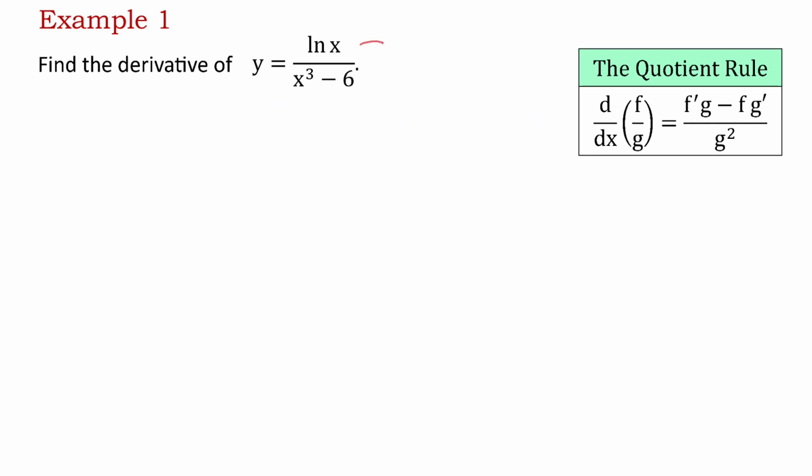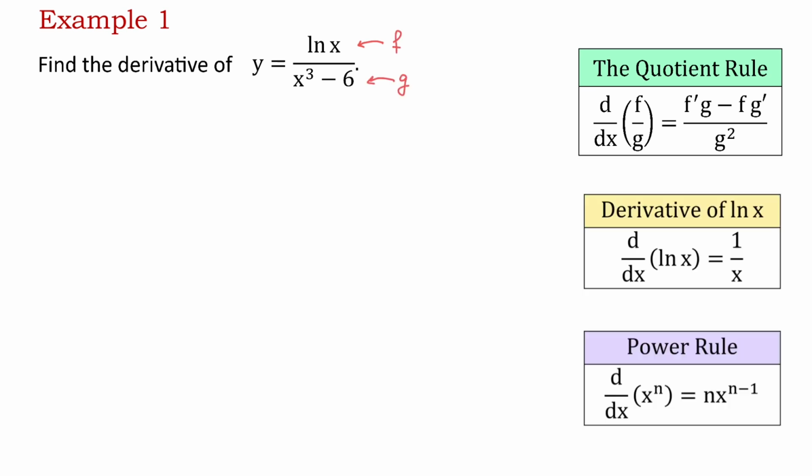Let the numerator be represented by f and the denominator by g. To find this derivative, we will also need the formula for the derivative of the natural logarithm and the power rule. Then y prime equals, and now in the numerator we need f prime g minus f g prime. And that is the derivative of the numerator multiplied by the denominator minus the numerator multiplied by the derivative of the denominator. The derivative of the natural logarithm of x is 1 over x.